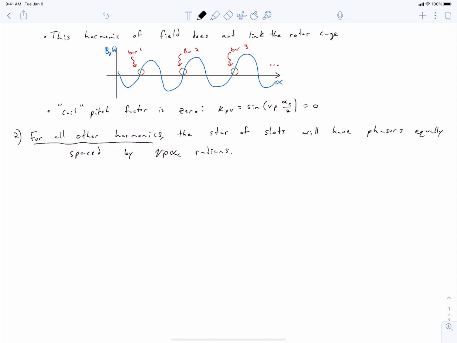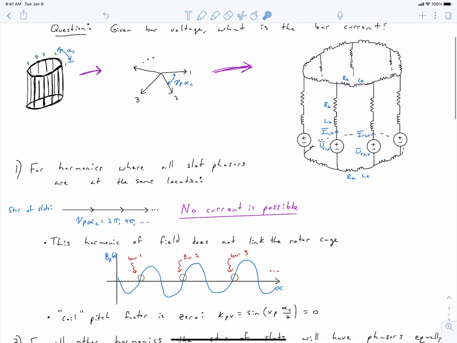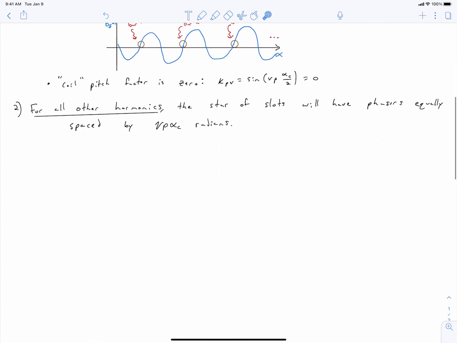So I guess I'm starting by stating a fairly obvious thing, which is that we're going to have a star of slots where the slot phasors are spaced by VP alpha C. We've already acknowledged that up here. We've already recognized from a previous video that when you have a mechanical spacing between two bars, you're going to end up getting a spacing in your star of slots of VP alpha C. So nothing new there.